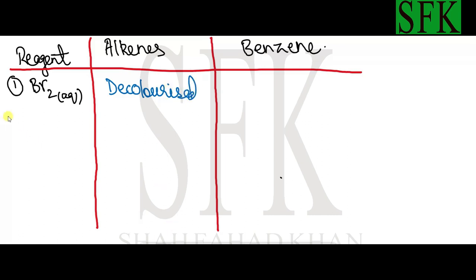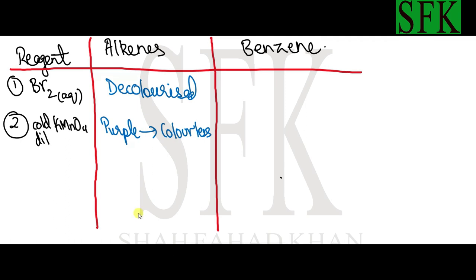Okay, the second test that we can perform on alkenes is using cold dilute KMnO4, cold and dilute potassium manganate(VII), KMnO4. What happens with alkenes is that this cold KMnO4, which is initially purple in color, changes color from purple to colorless.